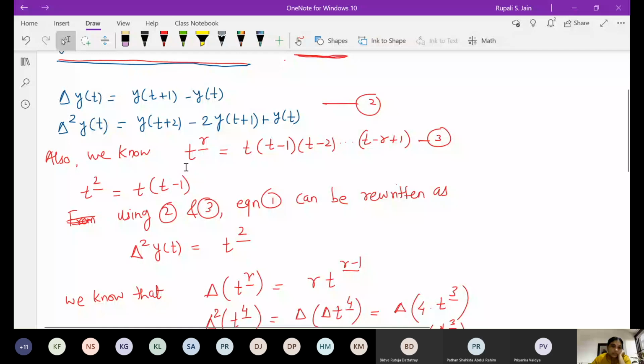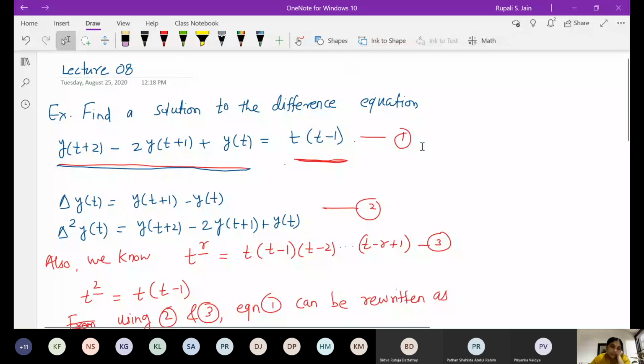There are other ways also to find the solution, but up to now we have seen the properties of t to the r falling, and using that property only we can find the solution of this difference equation. Is that okay?